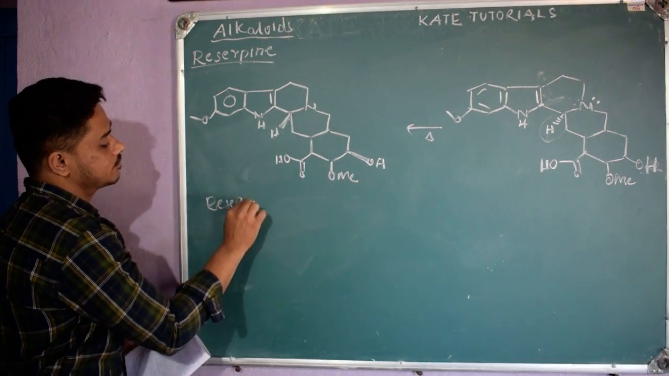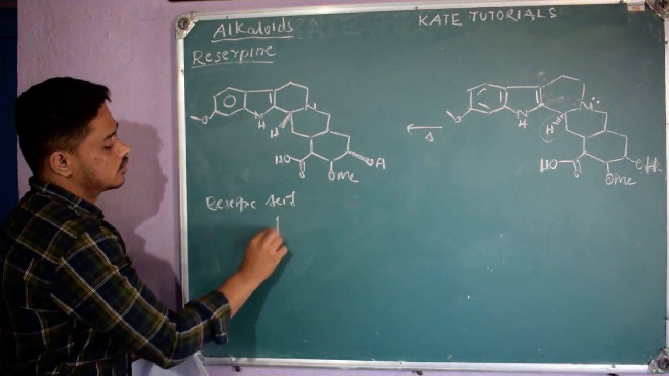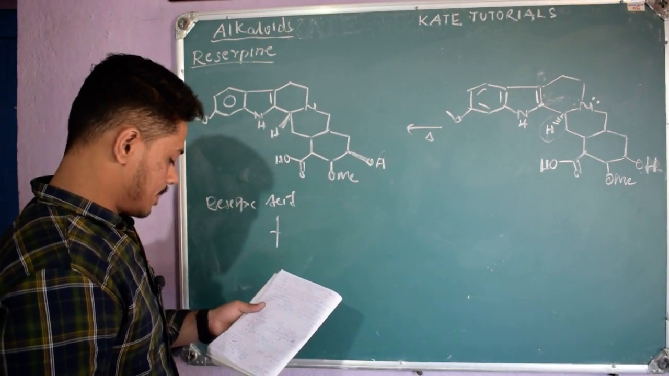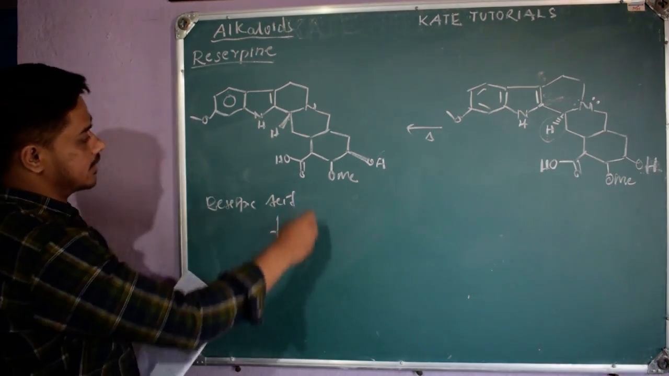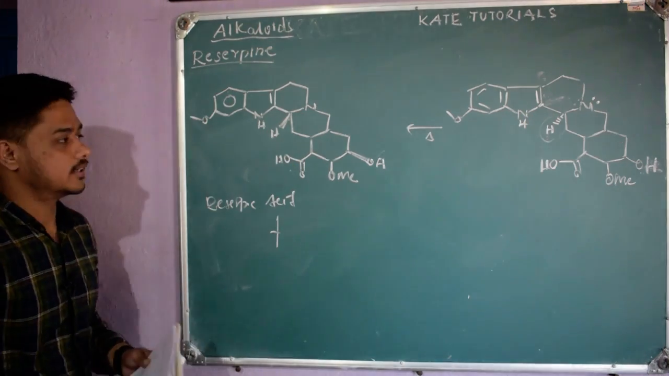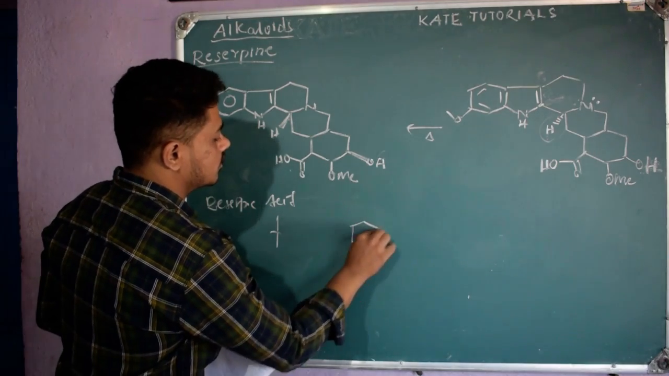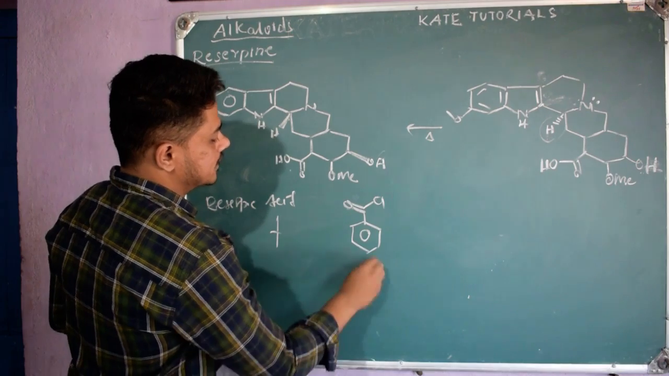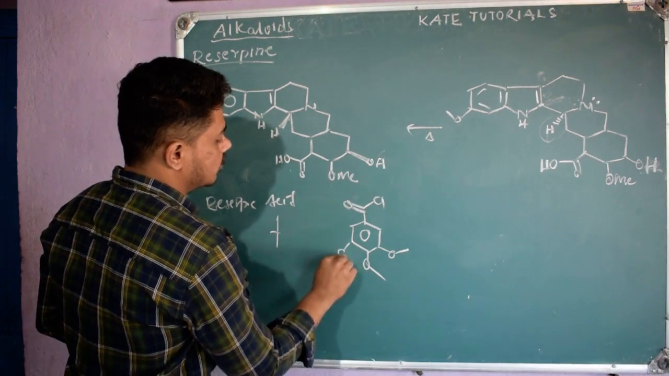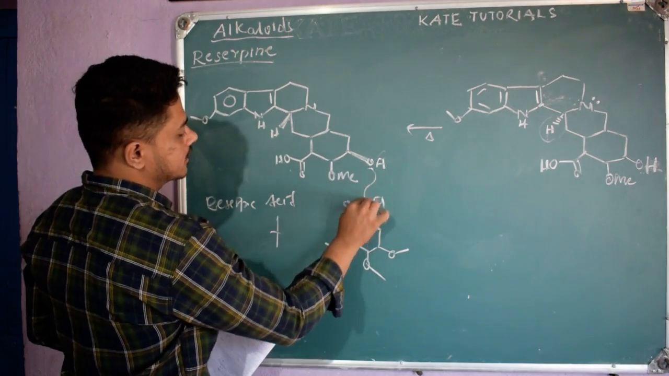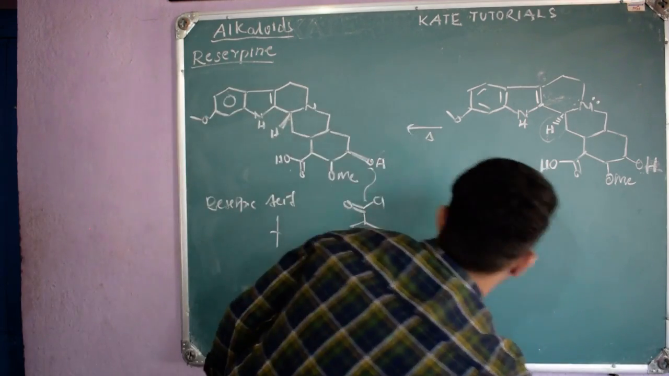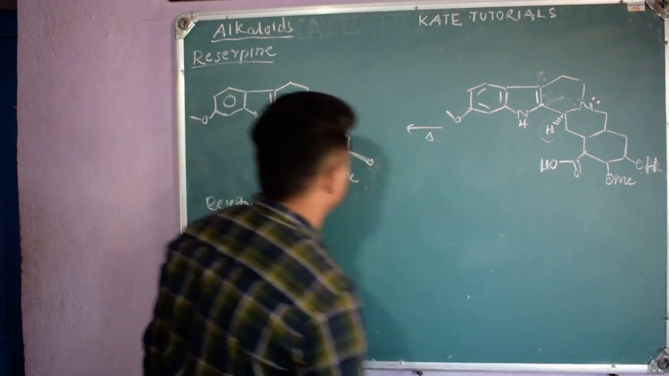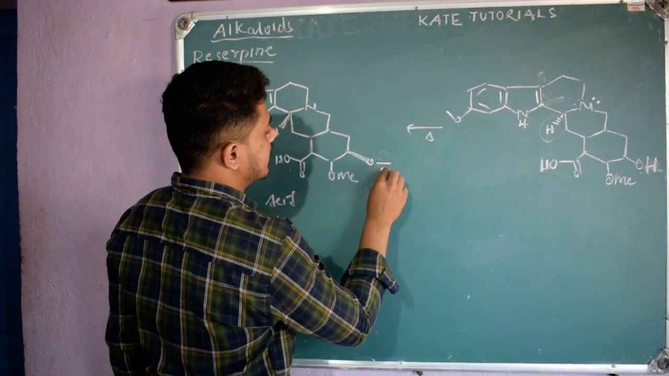Reserpic acid. To this, however, if I add some group here, and here if I could add methanol, the reaction is like this. So they will add this thing, COCl, benzene ring, para position OCH3, OCH3, OCH3. So here the reaction happens, and can I directly write the product? The chlorine will leave the system, and there is bond formation between oxygen and that. So let me write it here.